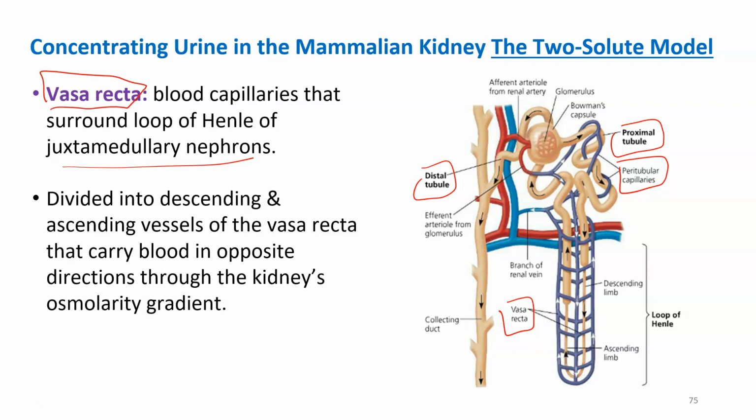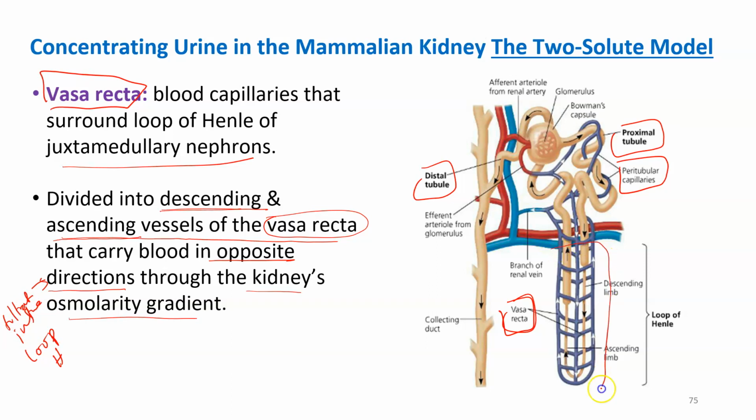Okay, so the vasa recta will surround the loop of Henle, divided into descending and ascending vessels of vasa recta. So vasa recta, dia juga ada descending dan dia juga ada ascending vessels. Okay, so that carry blood in opposite direction through the kidney's osmolarity gradient. Opposite direction to what? Opposite direction to the filtrate, in the loop of Henle, in the ascending and descending.